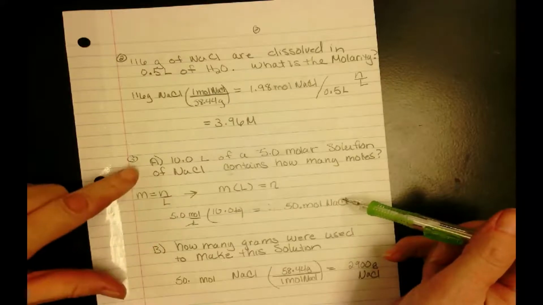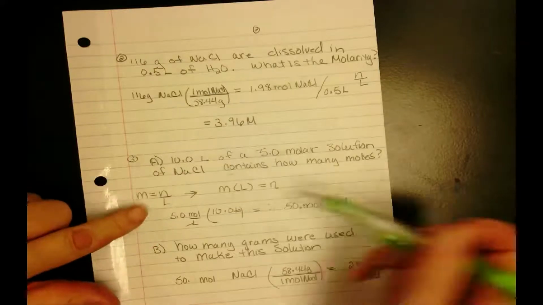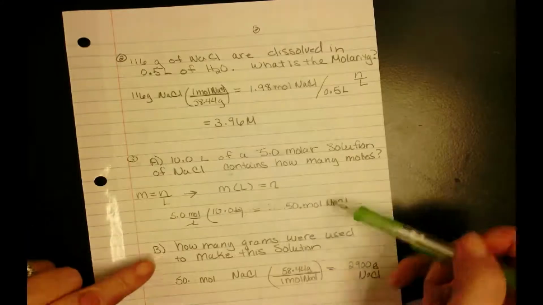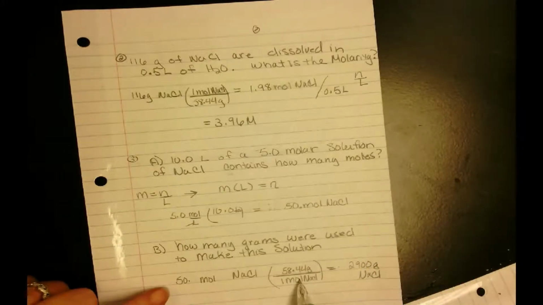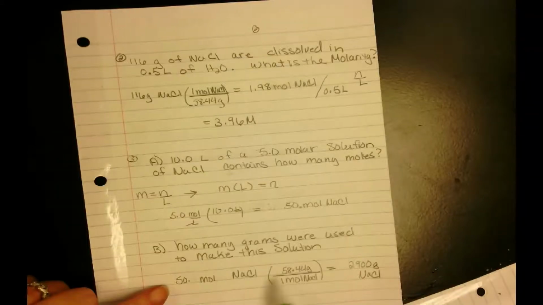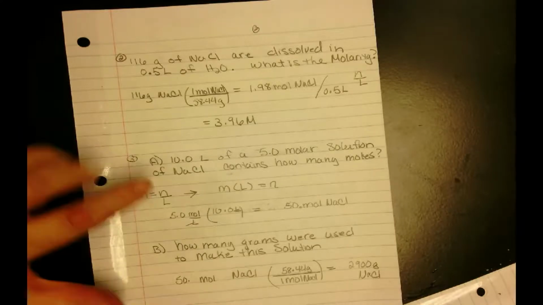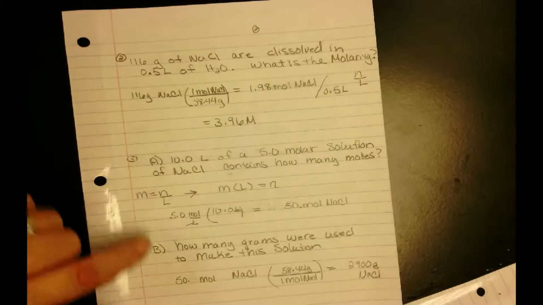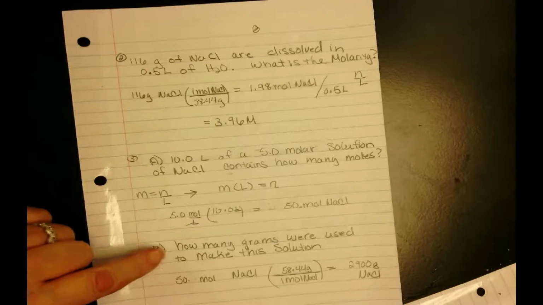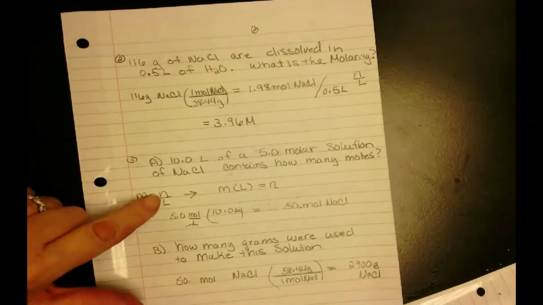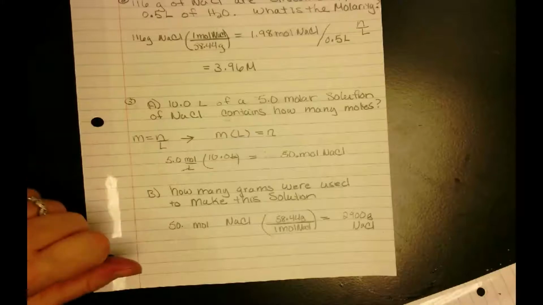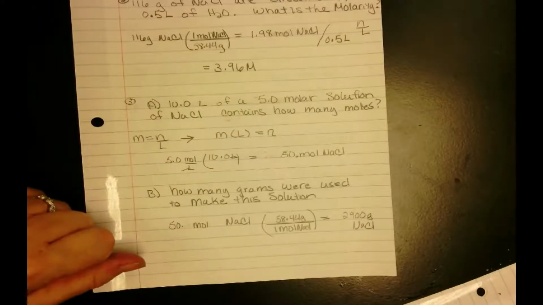molarity times liters, and I get 50 moles of sodium chloride. Or they could have asked how many grams. If they want to know grams and you know moles, you can take that moles and convert it to grams, right? Moles times molar mass is how many grams are in that solution, and we get a whopping 2,900 grams. So they could ask you for moles, or they could ask you for grams, and then you have to know to solve for moles and then go to grams, okay?